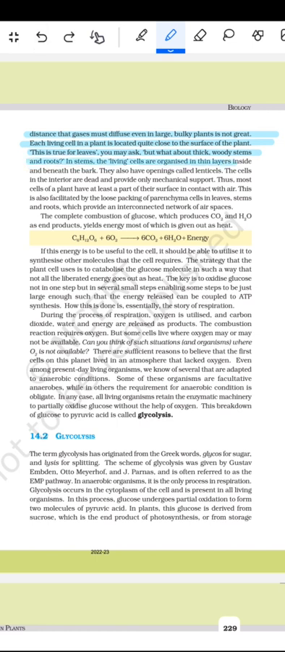You may ask, but what about the thick woody stem and the roots? In the stem, the living cells are arranged in a thin layer inside and beneath the bark. They also have openings called lenticels. The cells in the interior are dead and provide only mechanical support. Thus, most cells of the plant have at least a part of their surface in contact with the air. This is also facilitated by the loose packing of the parenchyma cells in the leaves, stem, and roots, which provide an interconnected network of air passages.